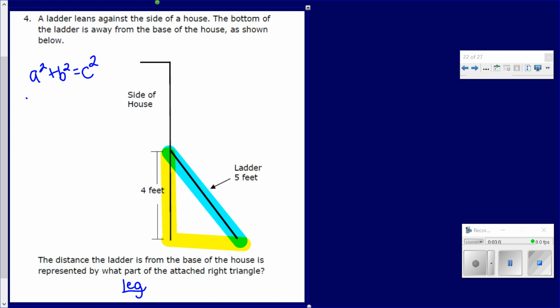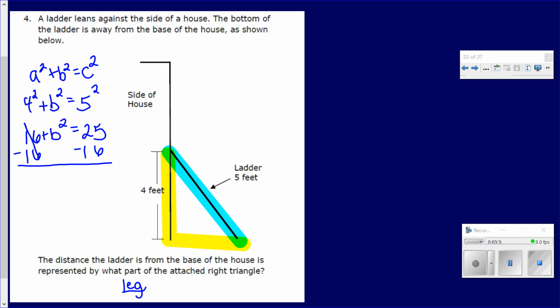So I'm going to plug in the numbers I know. I know 4 squared plus b squared, the area of the square I don't know, will equal 5 squared. 16 plus b squared will equal 25. Okay, so if I know one area of a square, and I know the largest square has an area of 25, to find the smaller square, I'm going to subtract. So now I have that b squared equals 25 minus 16 is 9.